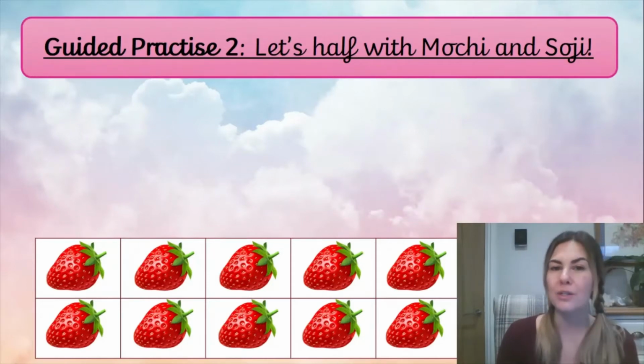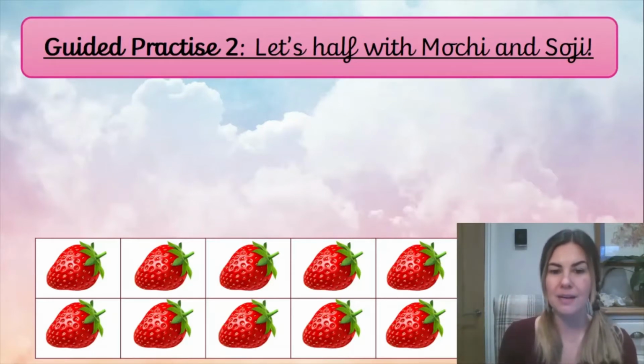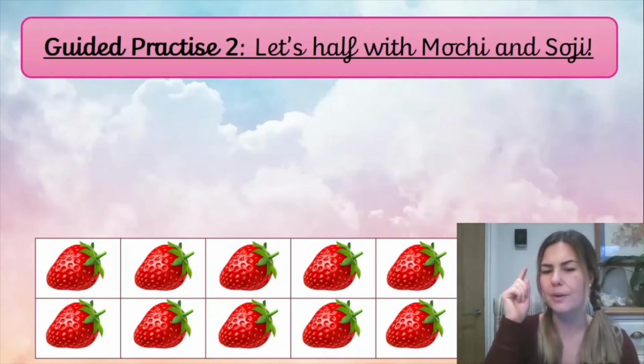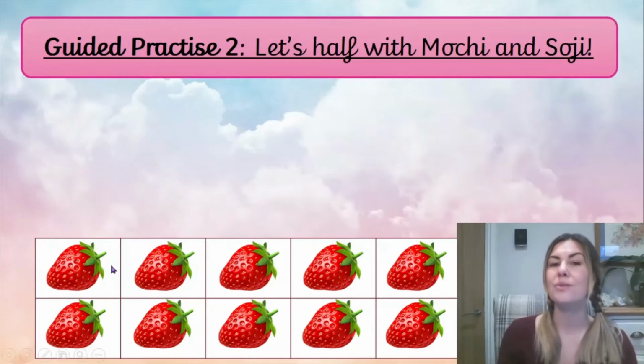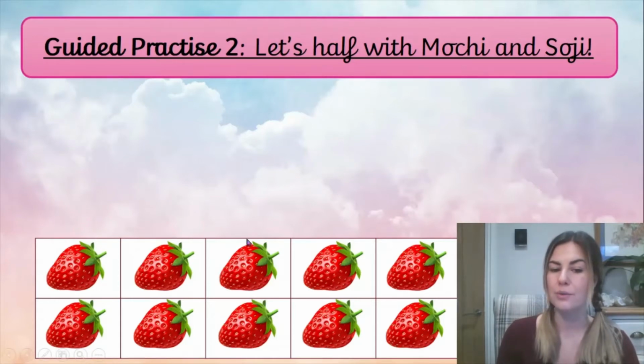How many strawberries do I have? If you're counting, stop. I don't need to count how many there are. I already know. How do I know? That's right, because I'm using my tens frame. If my tens frame is all filled up, I know I have 10 strawberries. But count with me just to be sure. 1, 2, 3, 4, 5, 6, 7, 8, 9, 10.